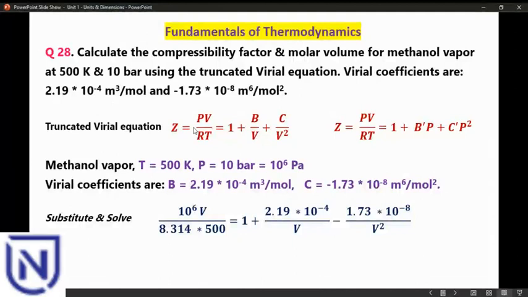I don't have to write Z in the beginning. Don't write Z. Only at the end you have to calculate, right? Keep it away. I substitute P, V, R, T, B by V, C by V square. All those terms I substitute. Pressure 10 power 6, V.